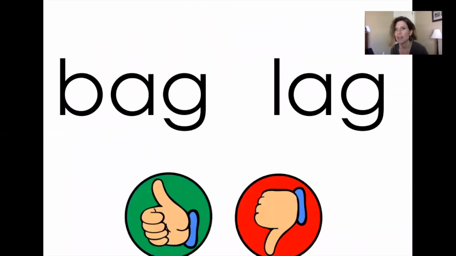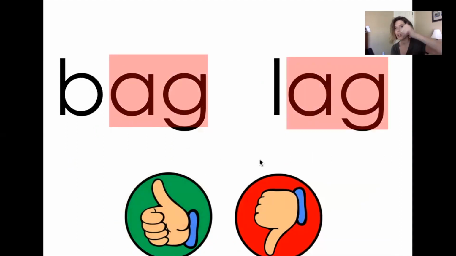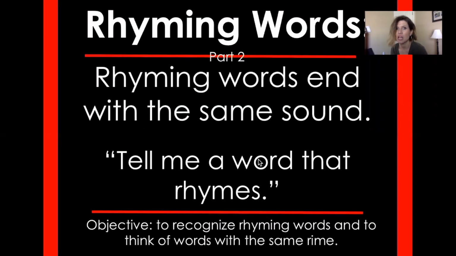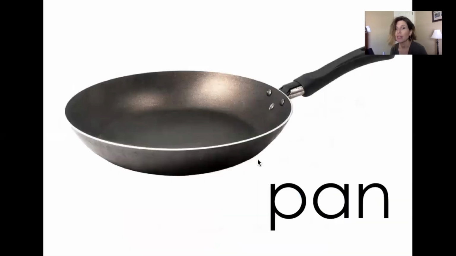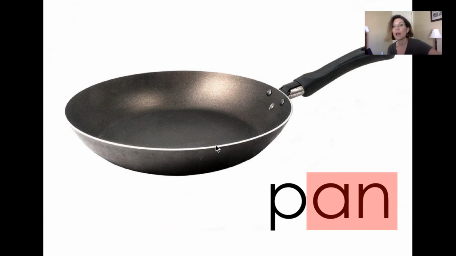So for the rhyming, I have two versions right now. I have where I would read the word bag, lag. We're looking at the ending sound, ag, ag. Are they the same? Yes or no? And they would give me thumbs up, thumbs down. The other kind I have is where they will be telling me a rhyming word. So for example, I'd say pan. What is a word that rhymes with pan? Looking at that ending sound, and then they would have to come up with something like man or can that would rhyme with pan. So those are the rhyming ones.